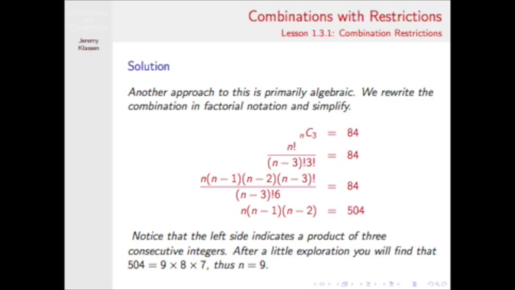The easier thing to do at this point is notice that on the left-hand side you've got n times (n minus 1) times (n minus 2), and these are 3 consecutive integers. So what you're looking for are 3 consecutive integers whose product is 504. The largest of those factors is going to be n. After a little bit of exploration, you'll see that 504 is 9 times 8 times 7, and thus you conclude that n is equal to 9. It's just a little bit quicker to think of it in those terms.